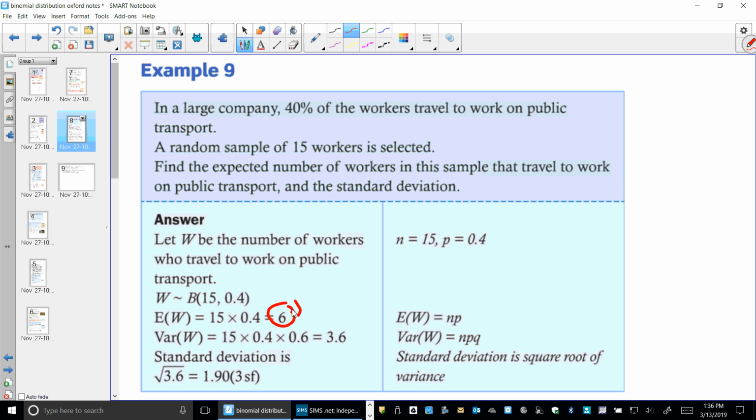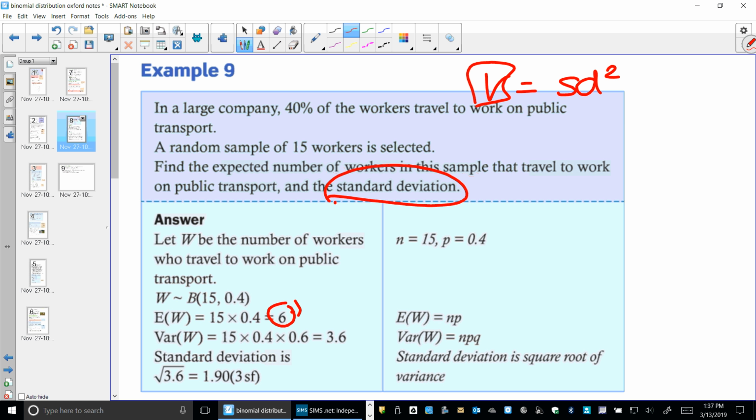Now, they've asked us about standard deviation. This is where you have to remember conversations that we have when we're doing statistics. Do we remember the relationship between standard deviation and variance? Yeah, so the variance of something is the standard deviation squared. So if we can work out the variance of something, we would square root it to find the standard deviation. Okay?